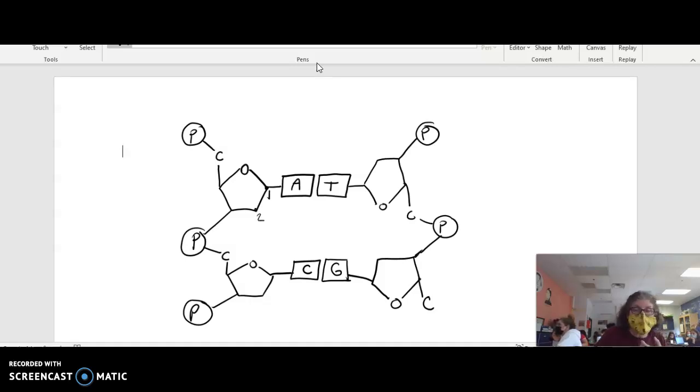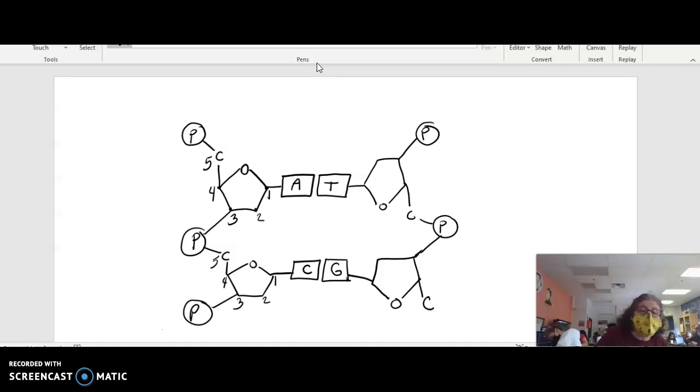This is carbon number 2. This is carbon number 3. Here is carbon number 4. This is carbon number 5. You can do the same with this ribose right here. Again, carbon number 1, 2, 3, 4, and 5.